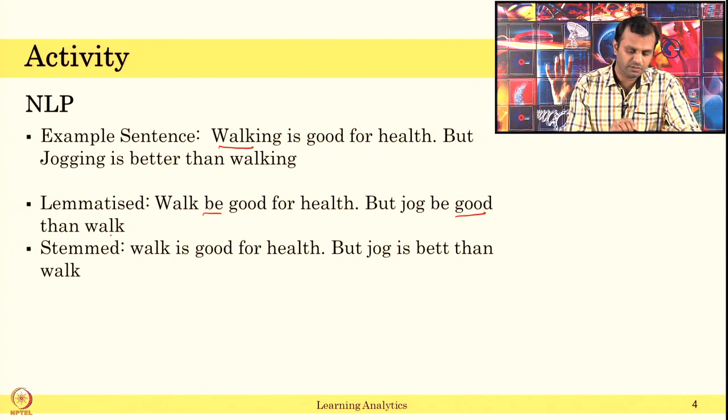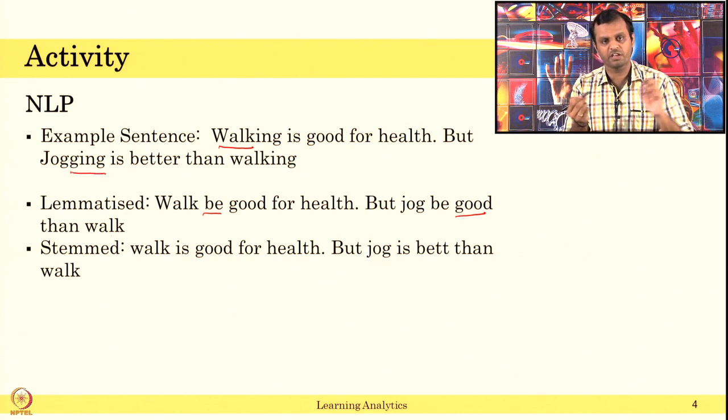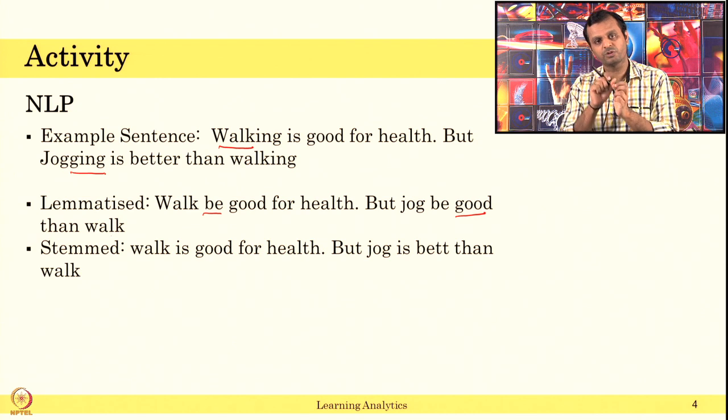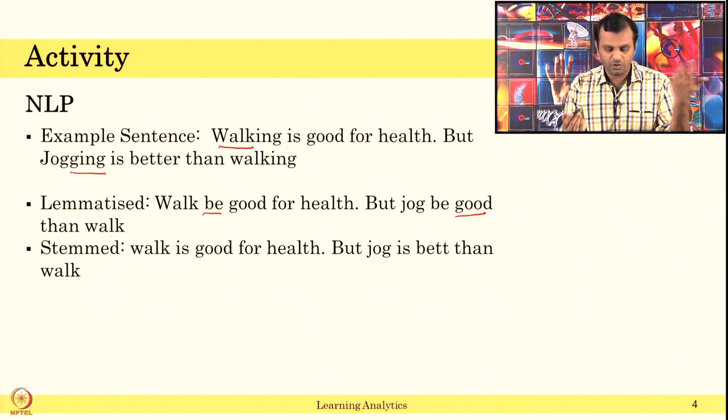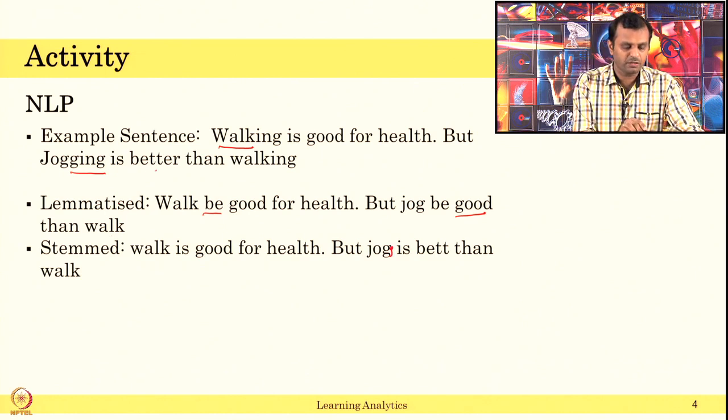The stemmed form is a bit different. Is will not be removed, it says good for health, but jog, it removed the ing from jogging. You know jogging means there is a g, which means you have to remove not only ing but also ging. Sometimes if you do not have that rule, it will give jogg, j, o, g, g, that is it. Is better, so that is a problem, you do not know how to remove the word, so bet, then walk.